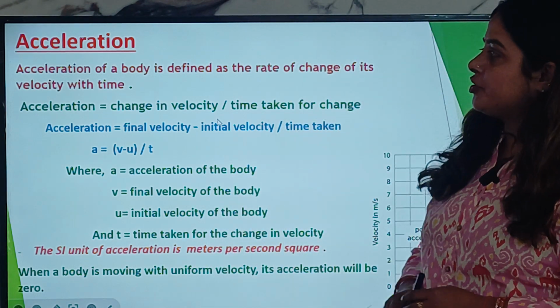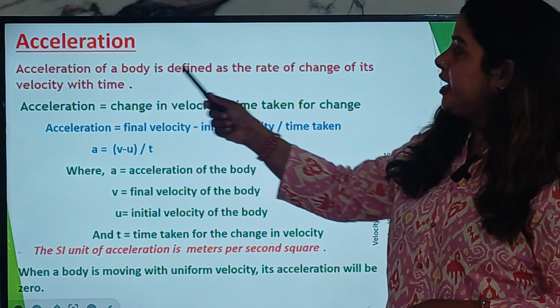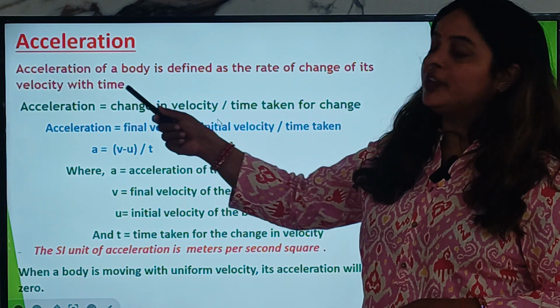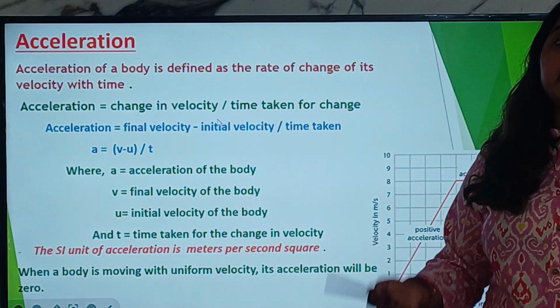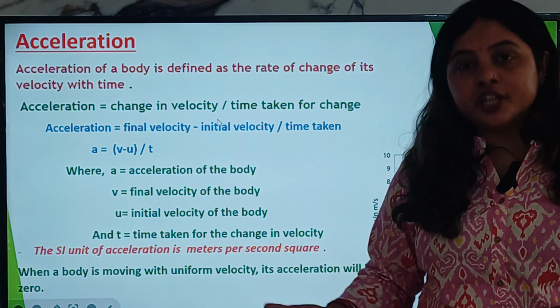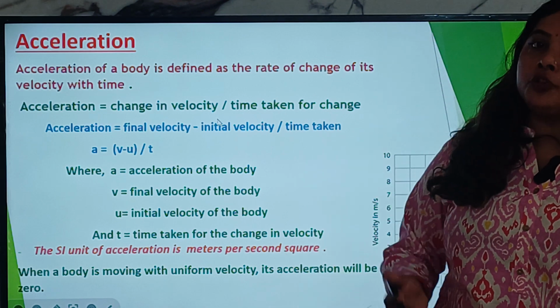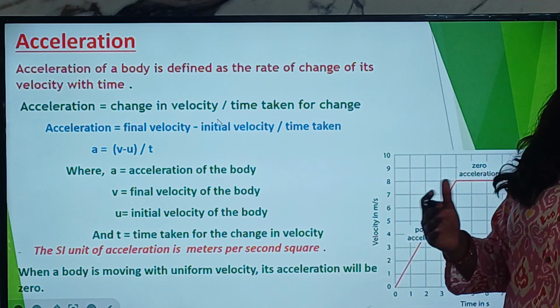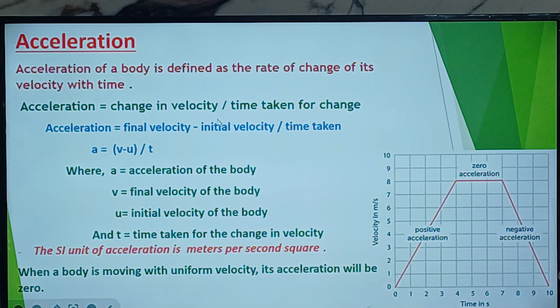So what is acceleration? Acceleration of a body is defined as the rate of change of its velocity with time. What does it mean? It means when the velocity of the body changes with respect to time, it is known as acceleration. Now, what is the meaning of this term? Rate of change of velocity.